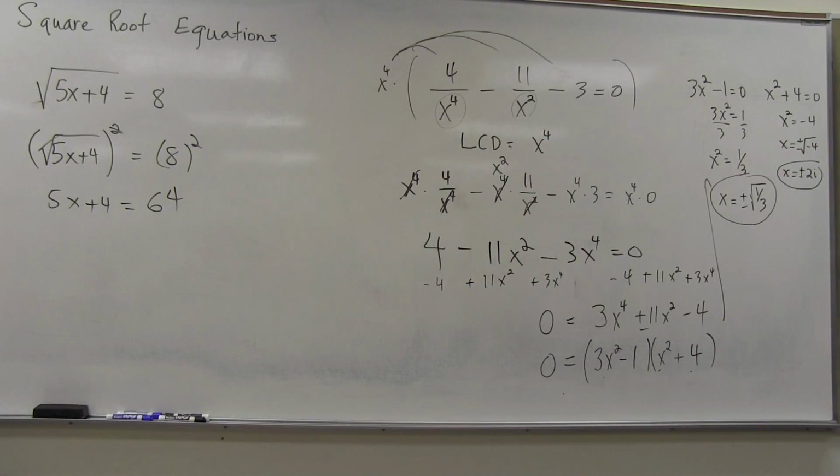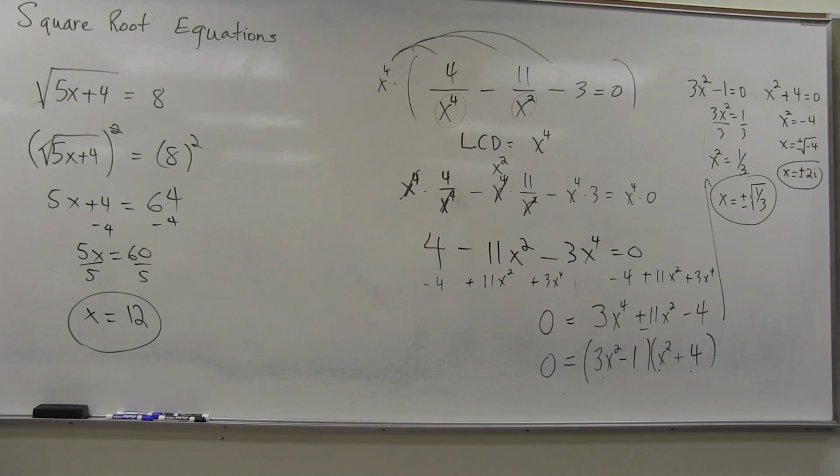Now it's just a linear equation. So that's the goal, to get rid of the square root. Then you can solve it like you have other equations. x equals 12.